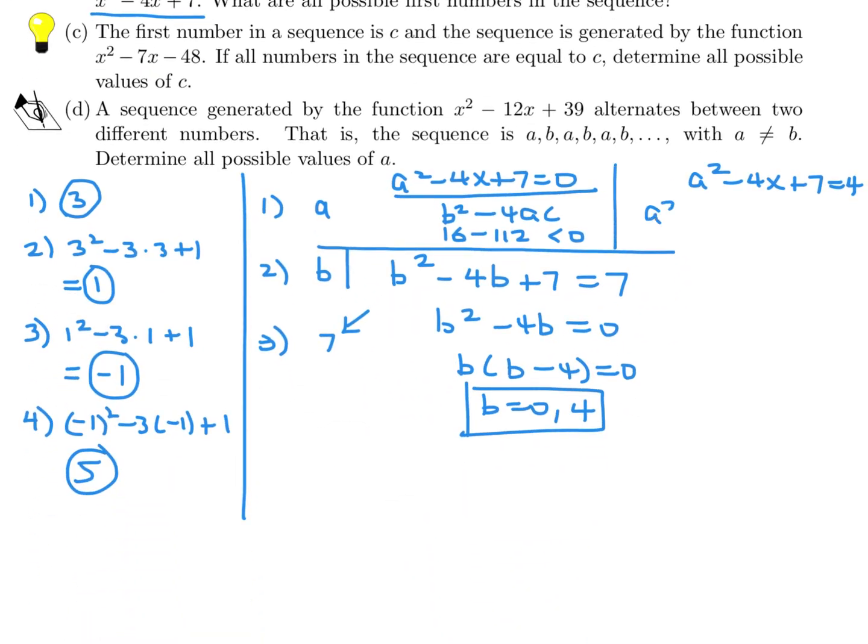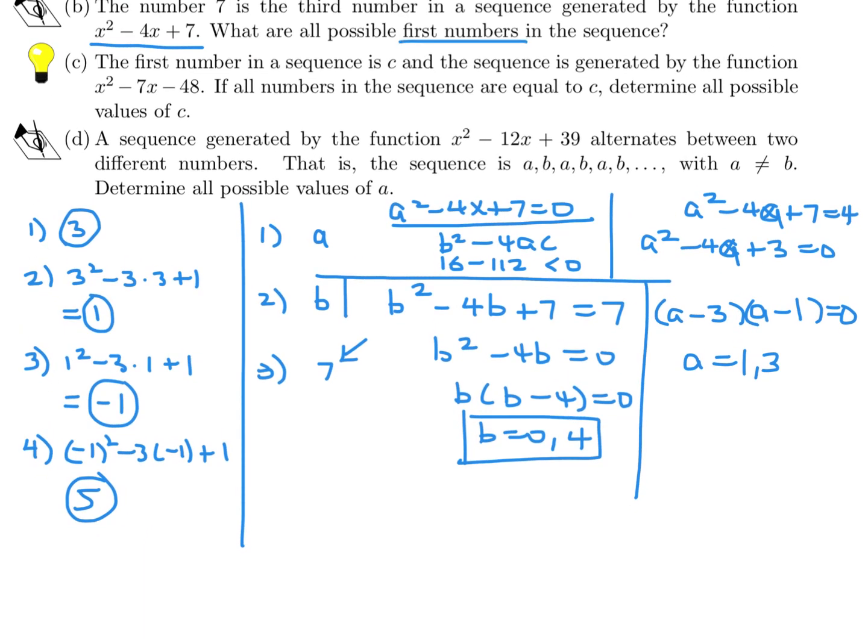So this is going to be a squared minus 4a plus 3. And when I factor that, so that's good. Oh, sorry, I'm mixing a's and x's here. Sorry about that. 3 and 1, negative. So a is either 1 or 3. Is that right? Yeah. So what are they asking for again? Yeah, the possible first numbers. So the first numbers are either 1 or 3. And yeah, I think that pretty much covers it.